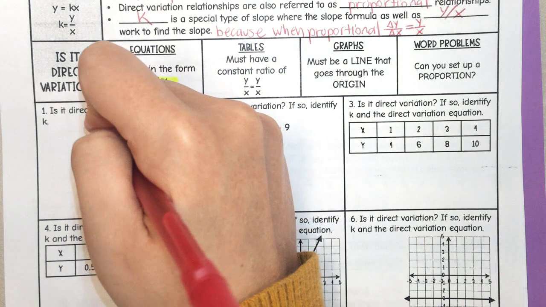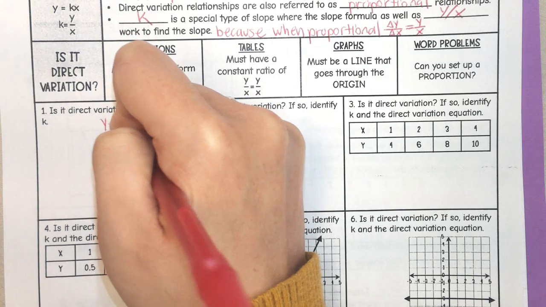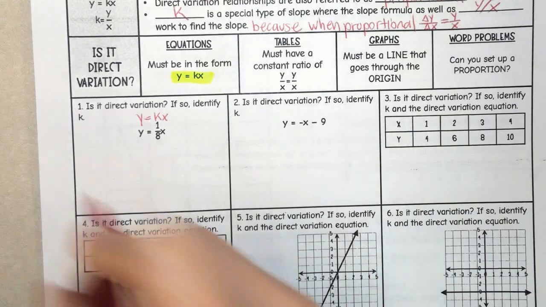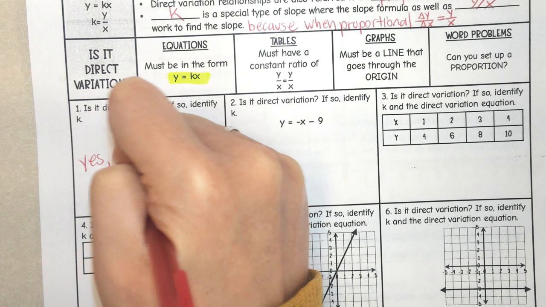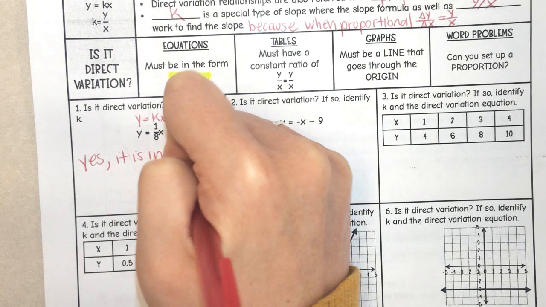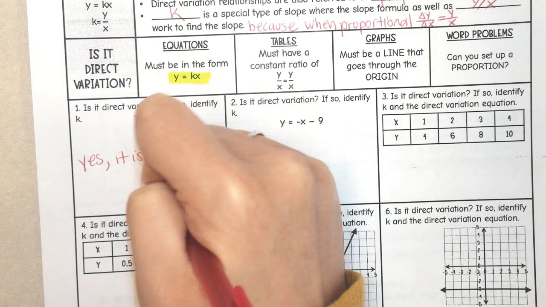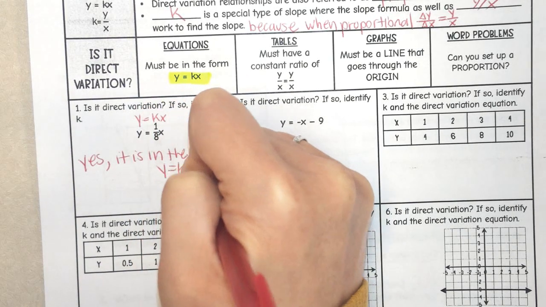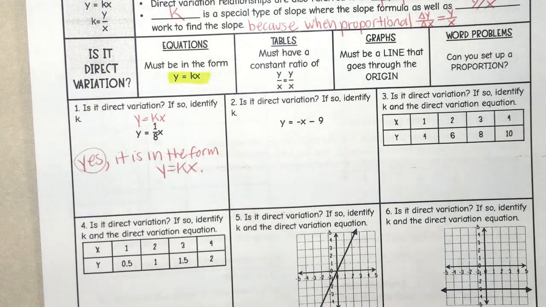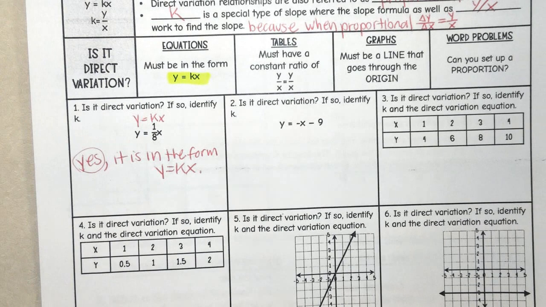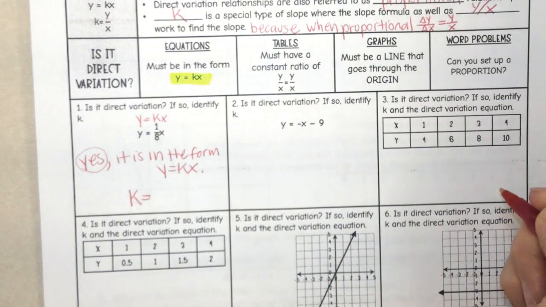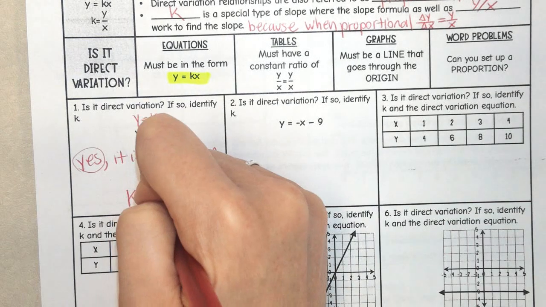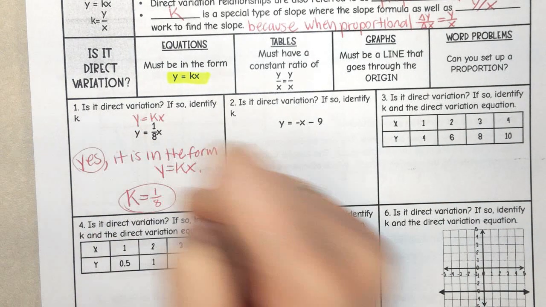Yes, if you look at it, if you write it out right above it, it's right in that form. Okay, so I'm going to say yes. It is in the form y equals kx. So what is my k value? And don't think too hard on this. 1/8. Very good. So k is 1/8.